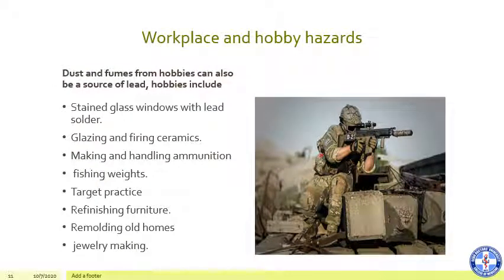Dust and fumes from hobbies can also be a source of lead. Hobbies like stained glass windows with lead solder, glazing and firing ceramics, making and handling ammunition, fishing weights, target practice, finishing furniture, remodeling old homes, and jewelry making.